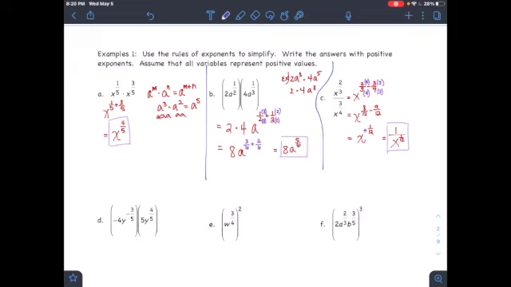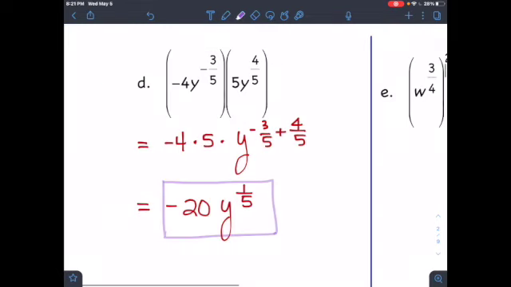So I would like you guys to try letter D yourself. For letter D, negative 4 and 5 are the numbers. Sorry, I multiplied. Then the next thing I have is the exponent. So then the exponents are going to be collected, and because they are both numerator exponents, I added them.